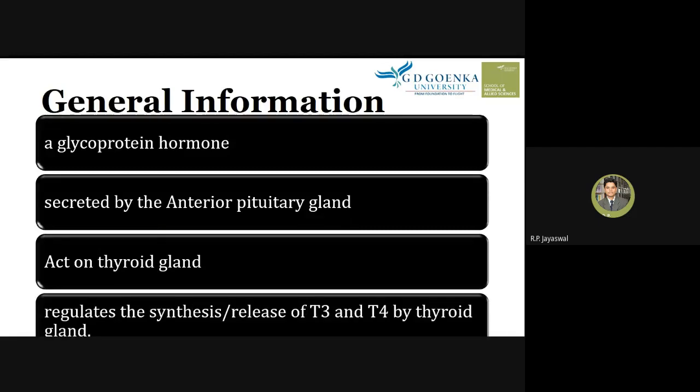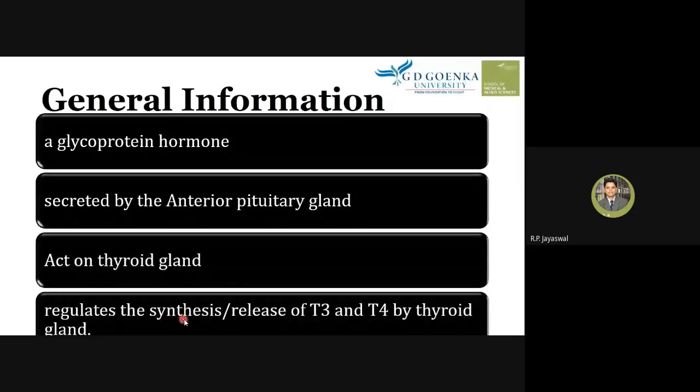What is the role of this TSS? It regulates the synthesis or release of T3 and T4 by the thyroid gland. This is one of the important functions of TSS, that it helps in regulation, either increase or decrease. When there is TSS secretion by the anterior pituitary gland, it causes stimulation of synthesis or release of T3 and T4 by the thyroid gland. This is the important function.